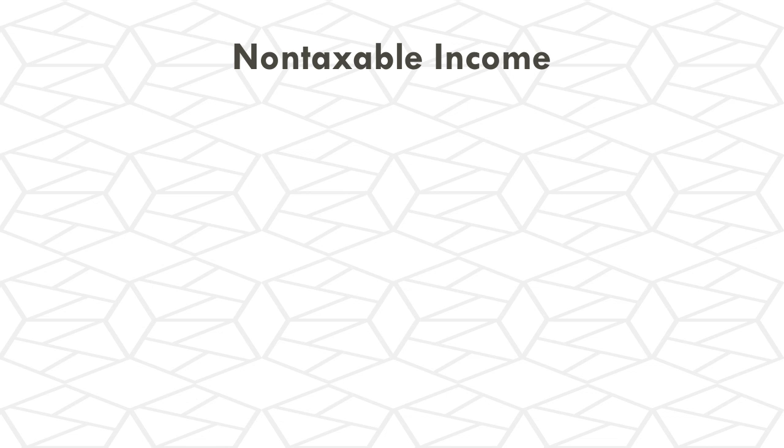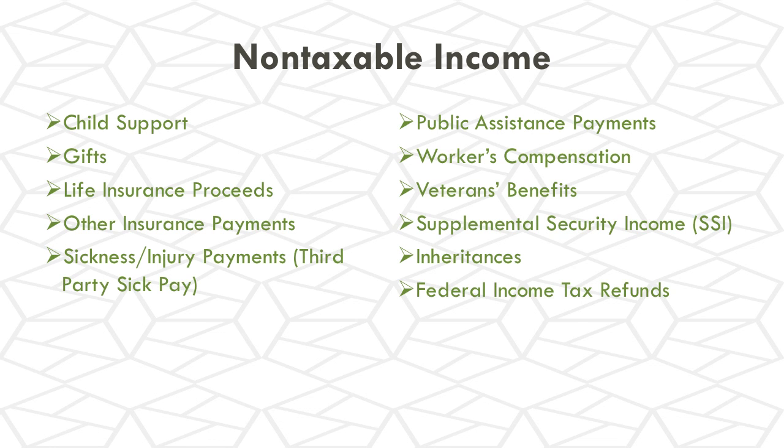Now, just as we have taxable income, we also have some non-taxable income that taxpayers may bring to the site. These sources of income are exempt from federal income tax, and they include child support, gifts, life insurance proceeds, other insurance payments, sickness or injury payments. We also have public assistance payments, workers' comp, veterans benefits. We have something called supplemental security income, inheritances, and also just federal income tax refunds. These are not taxable, and therefore you will not report them on the Form 1040 since they will not affect tax liability.